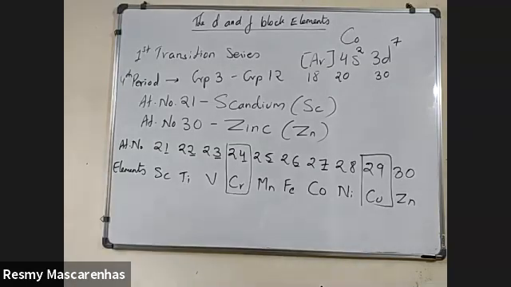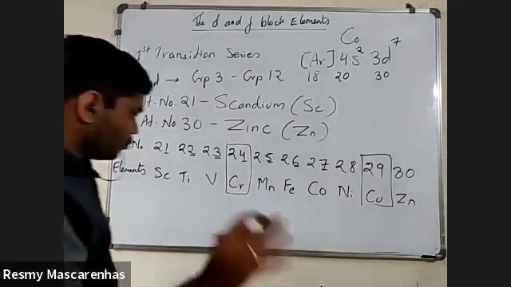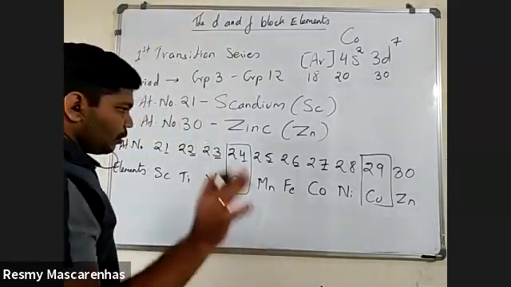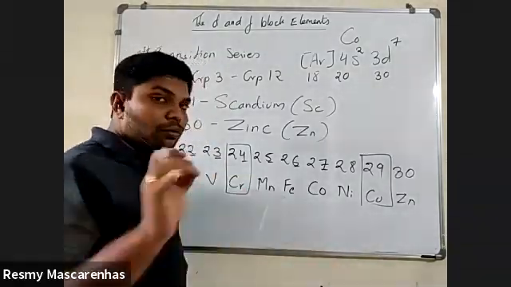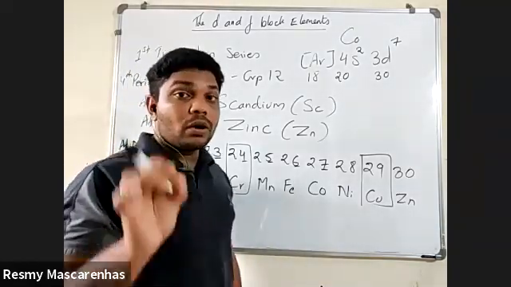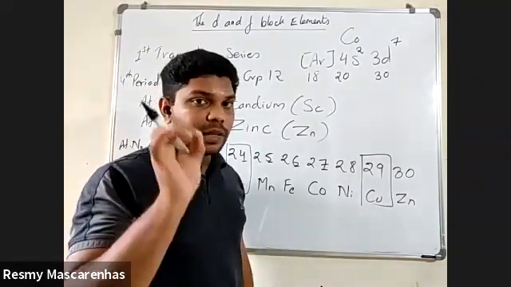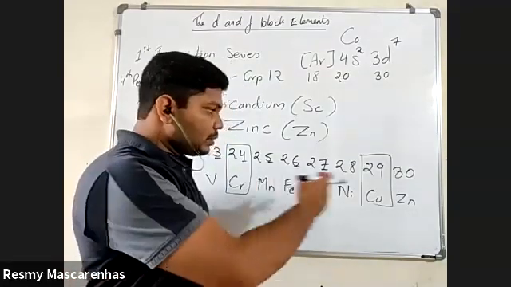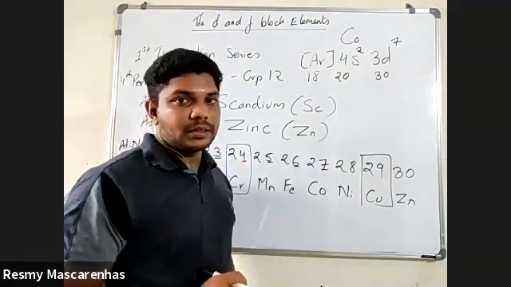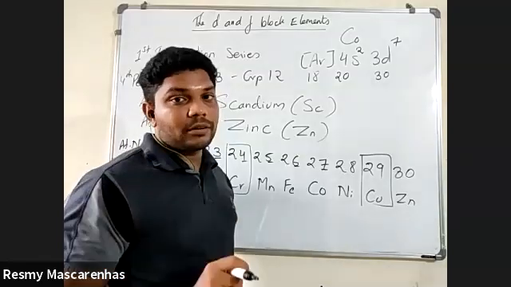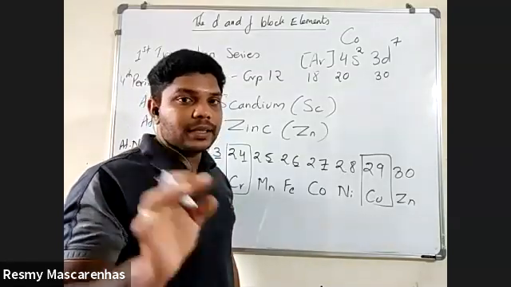Okay, so we have seen one more thing, students. Always remember this. They are going to ask you one more thing called unpaired electron. This is one more concept. This is mostly asked in the first transition series. What is it? Unpaired electrons. Unpaired means pairing doesn't take place.